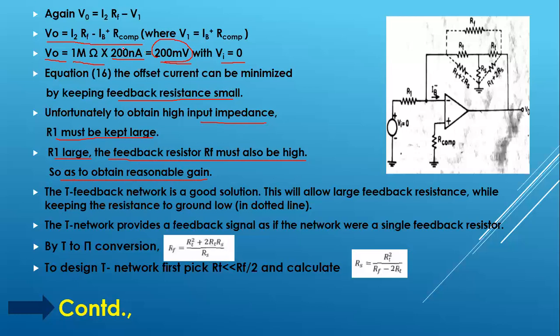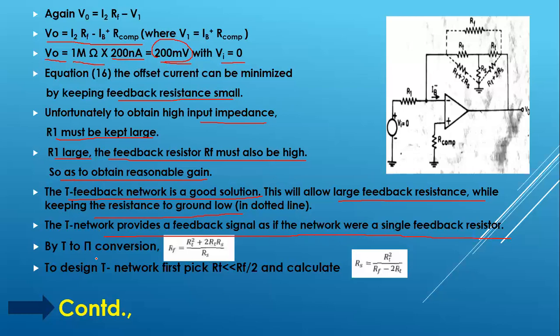So for this we are using the T feedback network as a good solution. Instead of a single resistor, you will be using a network for this compensation. So here, a large feedback resistance will be allowed while keeping the resistance to ground low. The T feedback network provides a feedback signal as if the network were a single feedback resistor.